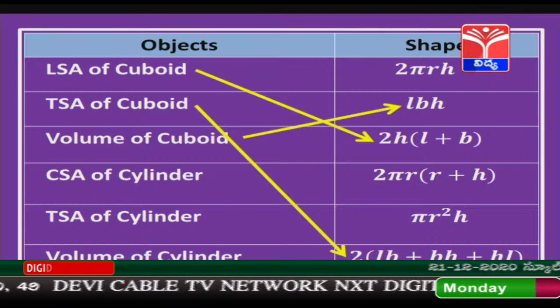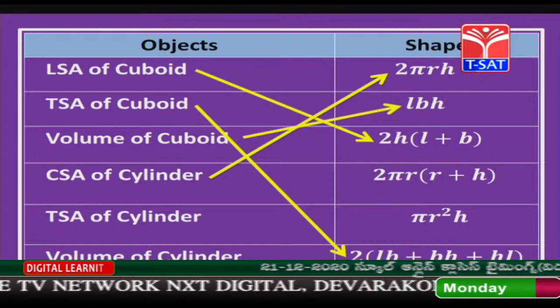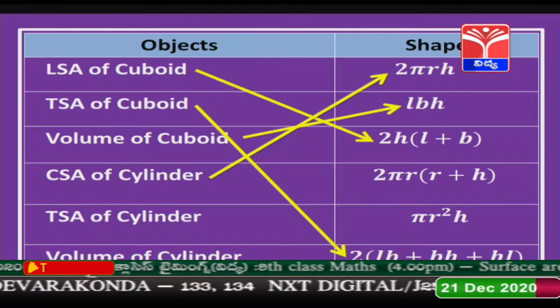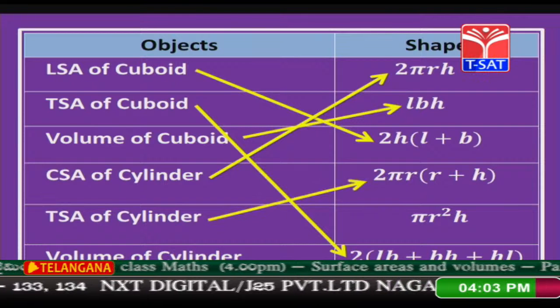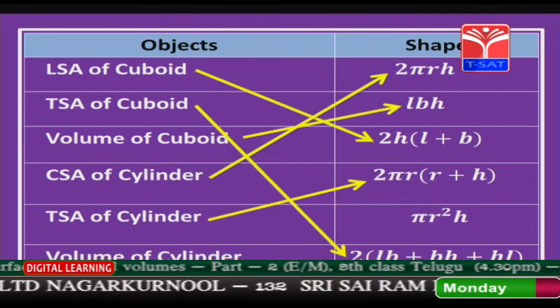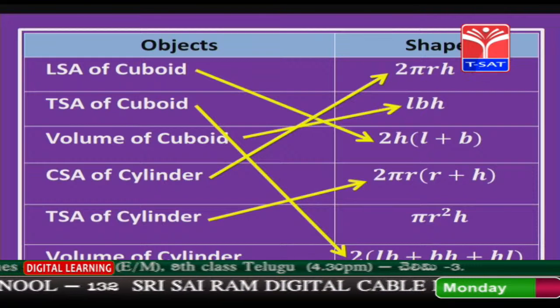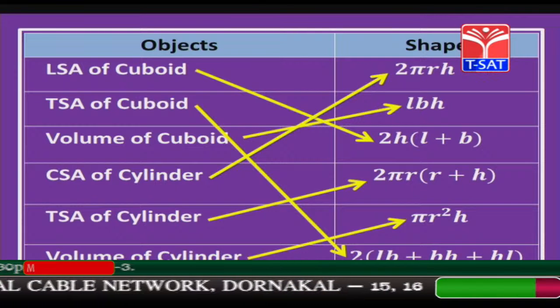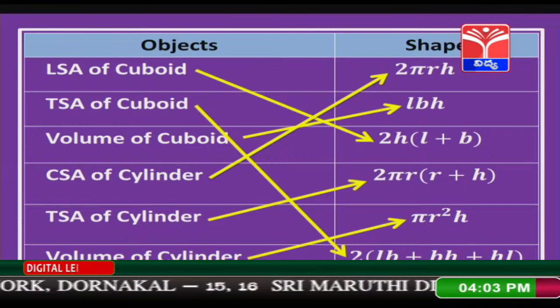Now, let us go for cylinder, children. Now, what is curved surface area of a cylinder, children? Yes, it is 2 pi RH, and TSA of a cylinder is 2 pi R into (R plus H). And the last one, that is volume of a cylinder, is given by pi R square H. So, these are all what you have already learnt in our first session.